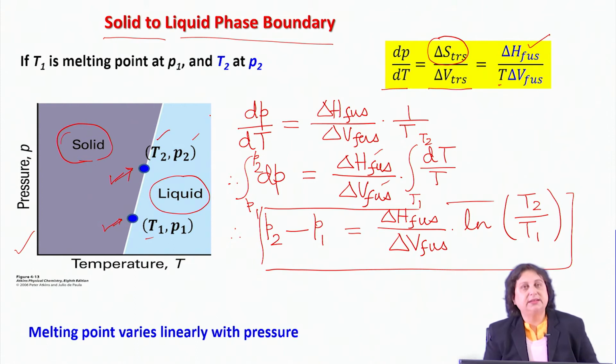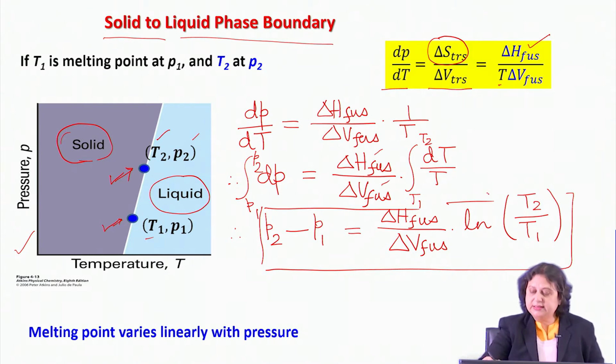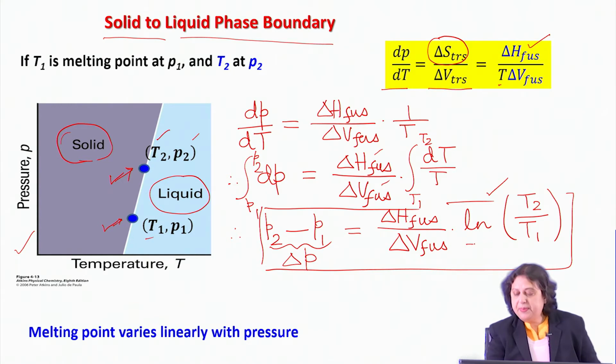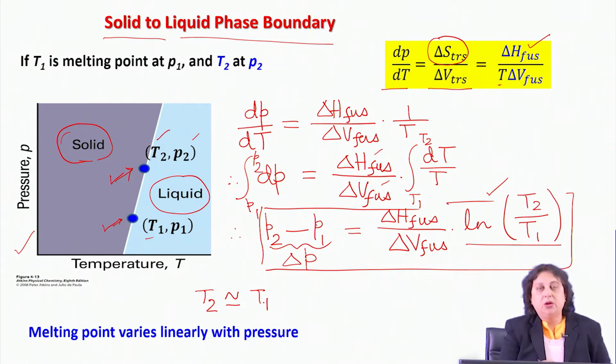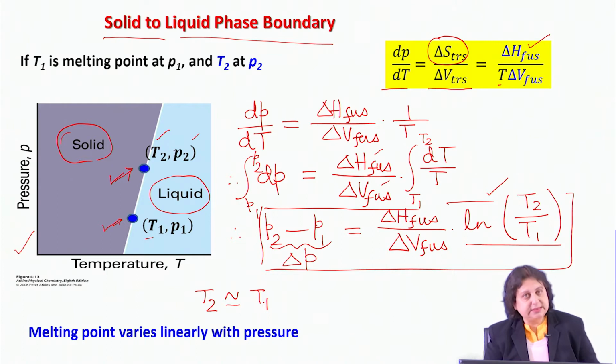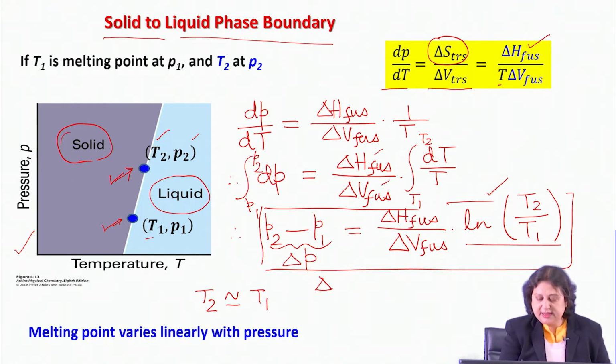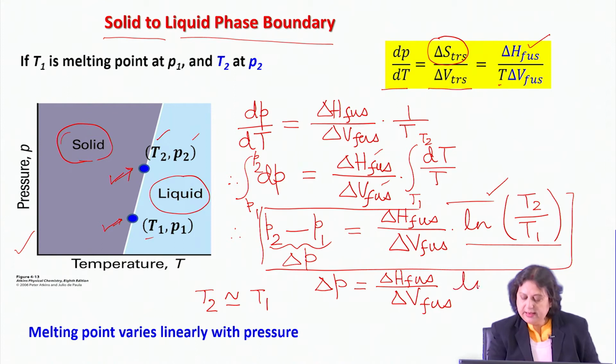You would notice here that when T1 and T2 are very close to each other, the melting point varies nearly linearly with pressure. But here what we have done is, we see that delta P, that is P2 minus P1, is dependent on a logarithmic function of T2 by T1. So this tells us that if T2 is approximately equal to T1, I can carry out a simplification. And what is this simplification? I can write down in that case that delta P would be equal to delta H fusion by delta V fusion into ln of 1 plus delta T by T1.